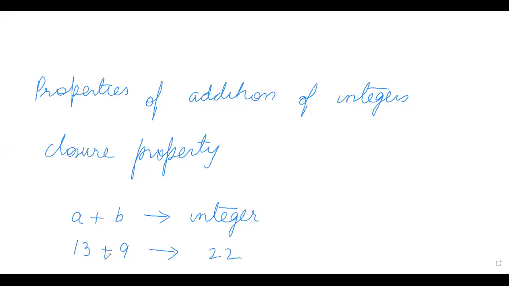Okay, so you can assume any of the values. Like if I take -1 as A and 2 as B, and if I add them, then I am getting 1. So 1 is again an integer. I can give you many examples which will prove this closure property. You should remember, closure property means if we add two integers, then we will be getting an integer as a result.